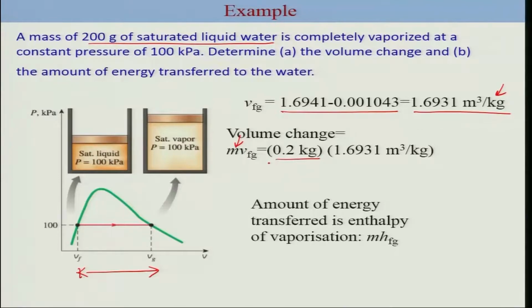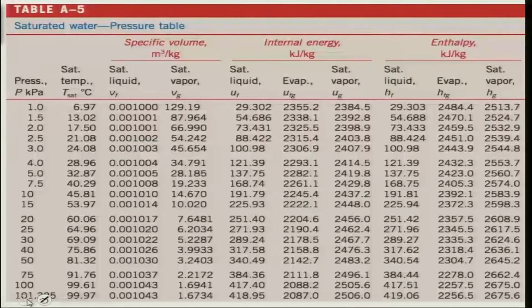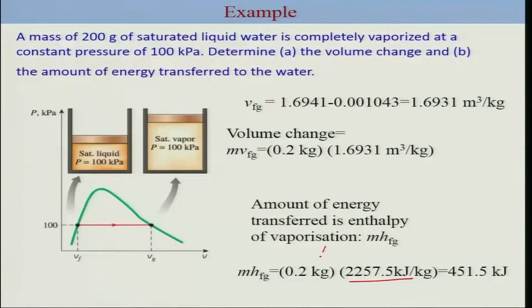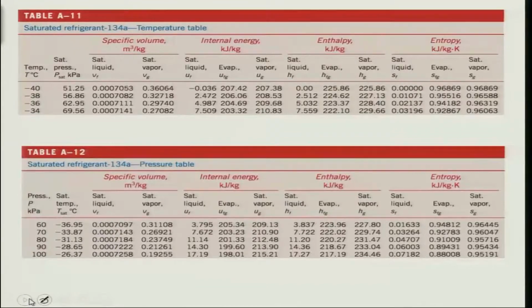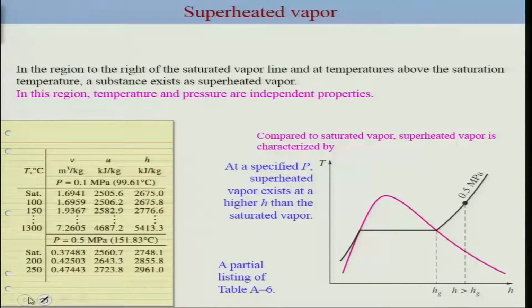What about the amount of energy transferred? On a similar line, you can first find the hfg, and then multiply by mass, okay. Let's look again at the table here. At the corresponding 100 kilopascal, the hfg is given already. This is the evaporation enthalpy, and the value is already given to you. So we just take the value, multiply again by mass, and we get this value, okay. That is how we calculate the total amount of energy transferred to the system in order to vaporize. As we already discussed in the last lecture, there are other fluid tables available, that is for saturated refrigerant.